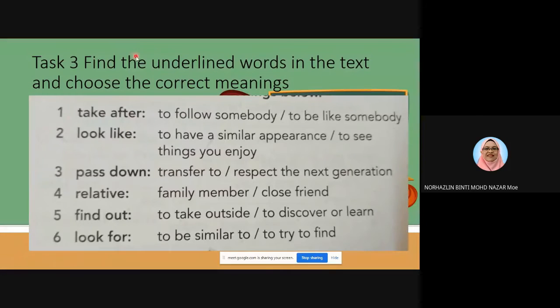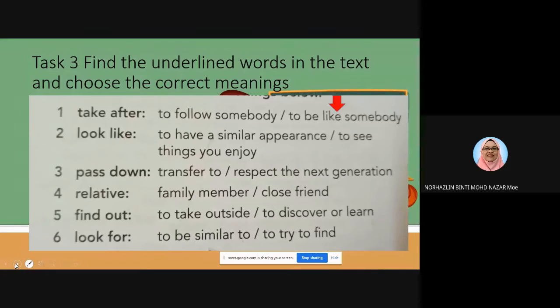Task three, find the underlined words in the text and choose the correct meaning. This one you will also answer in your Google Classroom. What is take after? What is look like? Pass down, relative, find out, look for, take after. To follow somebody, or to be like somebody. So all these phrases were in the longer text before.